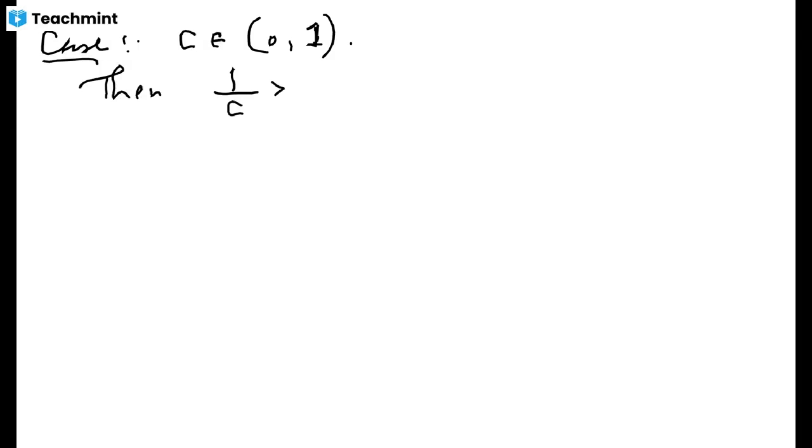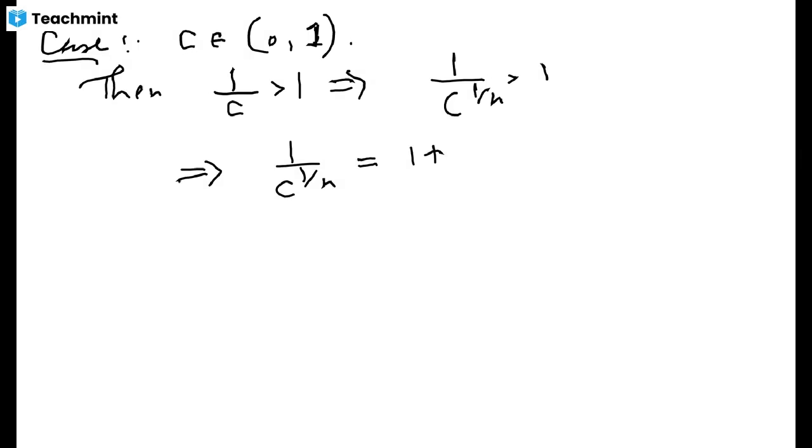Let's look at the other case where c lies strictly between 0 and 1. Then what can you do? Then 1 by c is a positive number, and not only positive, sorry, it is larger than 1 indeed. This number being larger than 1 implies that 1 by c to power 1 by n is also greater than 1, and hence proceeding on the same line as we did in the previous case, I get 1 by c to power 1 by n is equal to 1 plus some, let me take here instead of hn, gn, and this is true for all n, where the gn's are positive numbers.